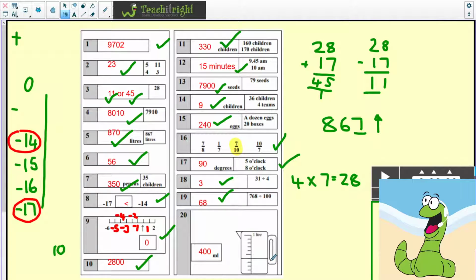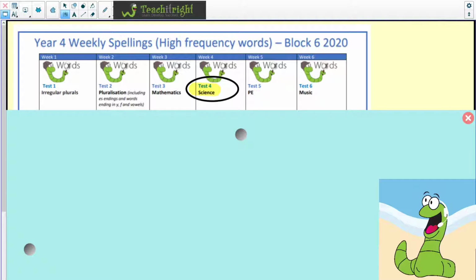And what's my jug pointing at? If this is a litre, so we're going up by 100 millilitres each time. And of course, 400 millilitres is how much I've got in my jug. Well done if you managed 20 out of 20 this week. We are getting a little bit more tricky as we move through the weeks, but well done if you got 20 out of 20. Right, we're now going to go to our second little test of this lesson.